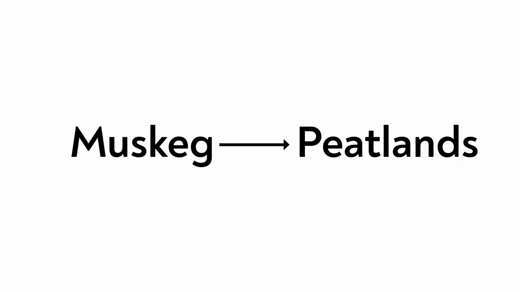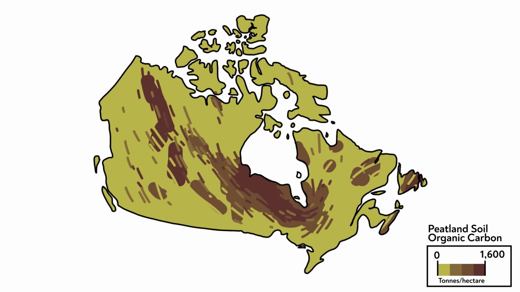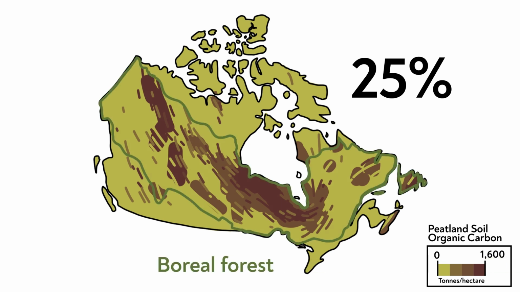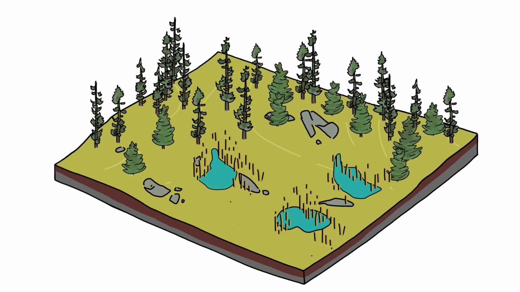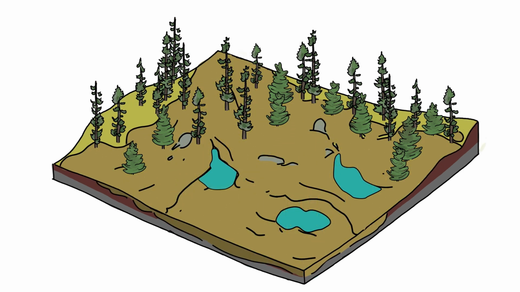Have you ever heard someone use the term muskeg before? What they're referring to are peatlands, which are formally classified as bogs, fens, and peat swamps. About 25% of the world's wetlands can be found in Canada and in the boreal forest region. Much of that includes these carbon-rich peatlands. In peatlands, thick layers of dead plants build up over thousands of years under wet conditions, forming deep, carbon-rich organic soil deposits, known as peat.